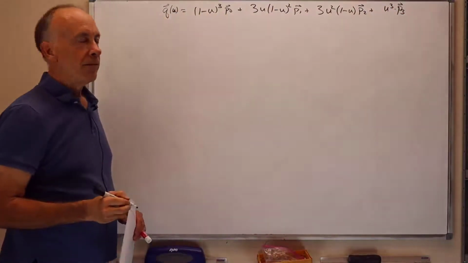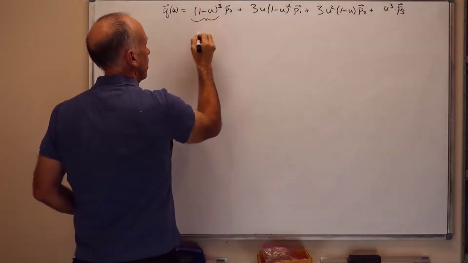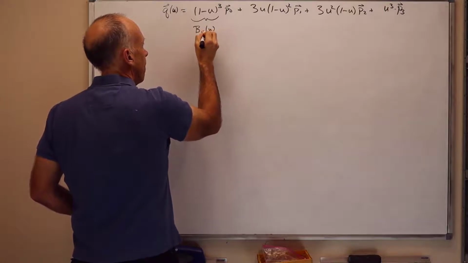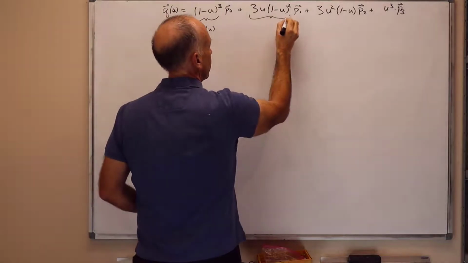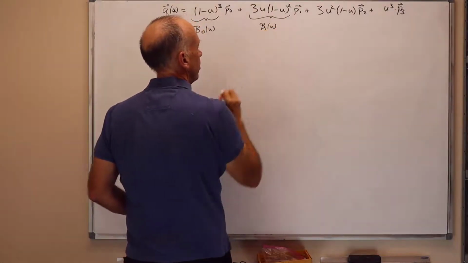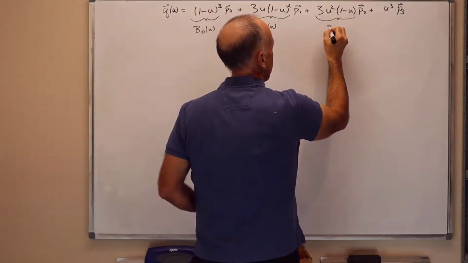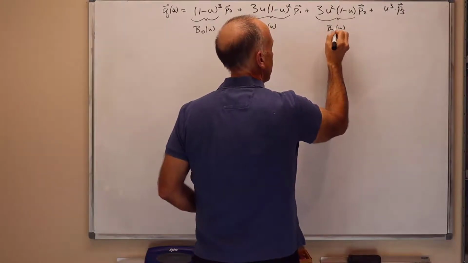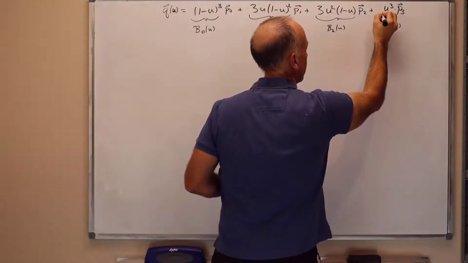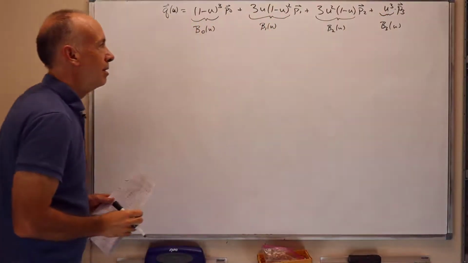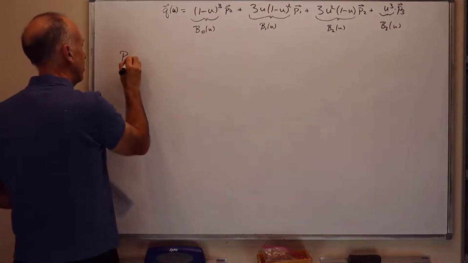So here's the formula from the previous board again. And these coefficient functions, these are the Bernstein polynomials. I'm going to call this one B0 of u. So B0 of u is (1 minus u) cubed. This one is B1 of u. So B1 of u is 3u times (1 minus u) squared. This is B2 of u, 3u squared times (1 minus u). And this is B3 of u, namely B3 of u equals u cubed.